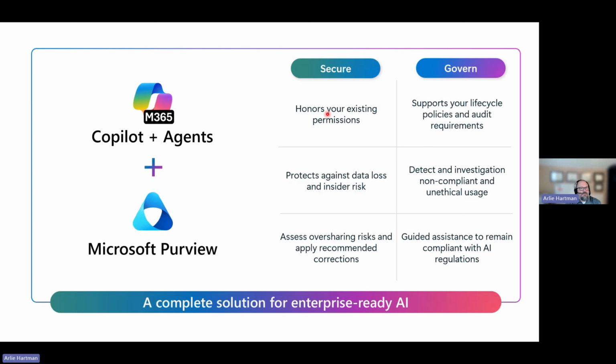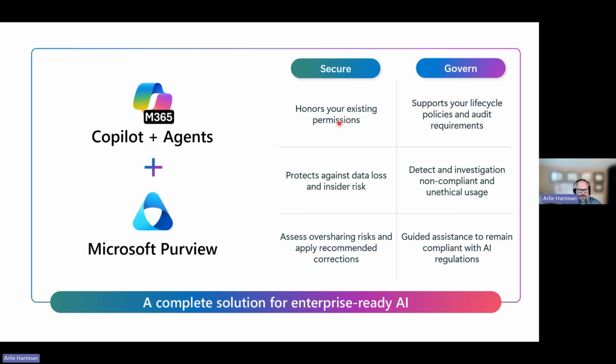A couple things I want to make sure we all understand, so we all have a common base of knowledge, right? So Copilot honors your existing permissions. Copilot returns data from retrieval augmented generation, or RAG, against the Microsoft Graph API. When it pulls that information back from the Microsoft Graph, it's only doing it based on the permissions of the user who made the prompt.